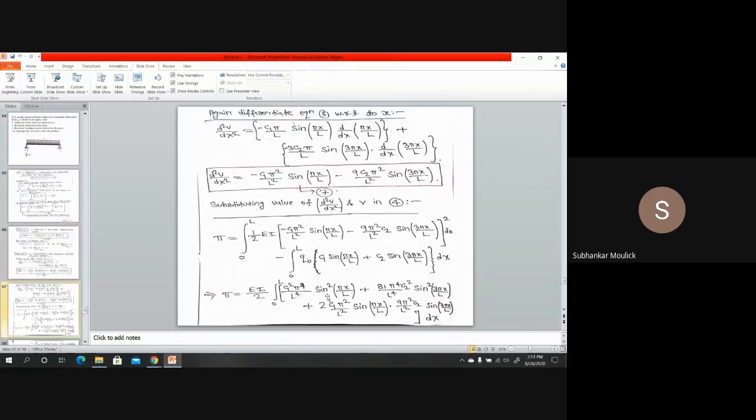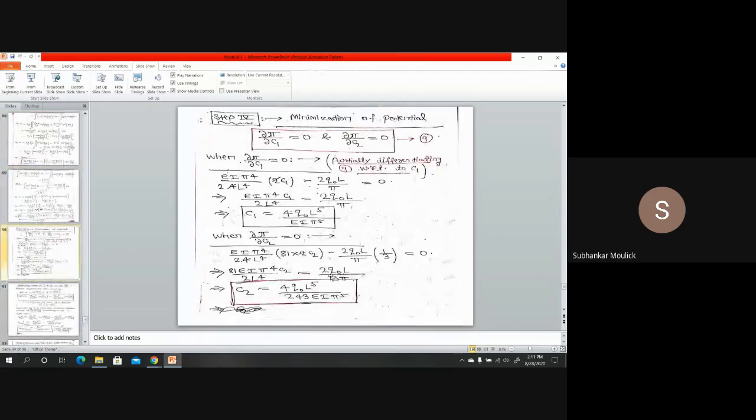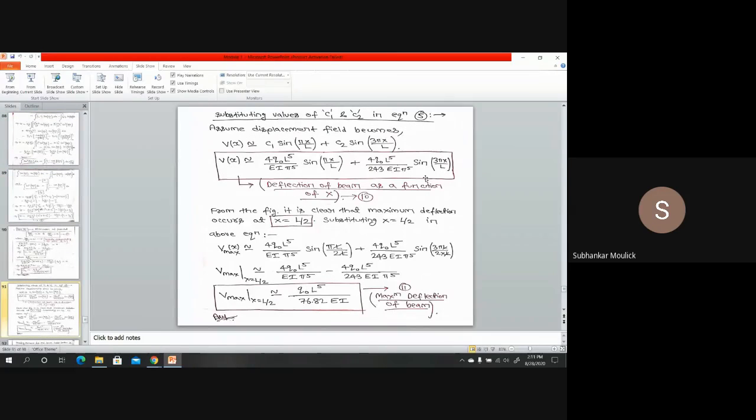So, this equation number 10 is my deflection of the beam for the entire problem. In this deflection function, put the value of x equal to L by 2 and then solve this equation number 10. You will get the maximum deflection of the problem, that is q naught L to the power 5 by 76.82 times of EI. Is it clear? This is the maximum deflection of this problem.